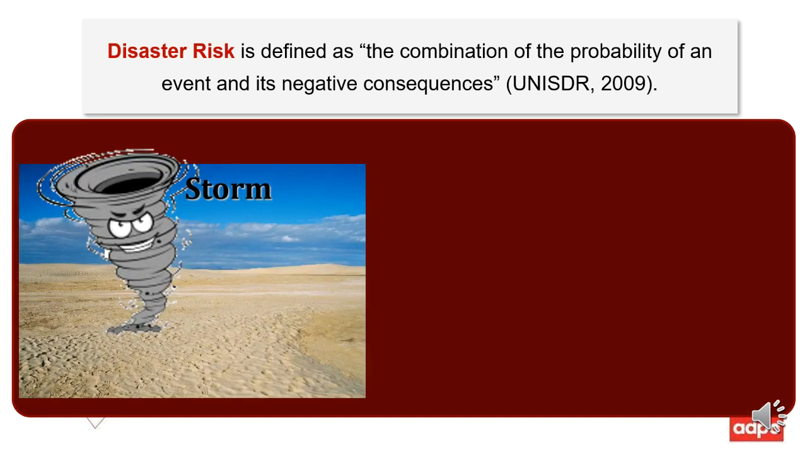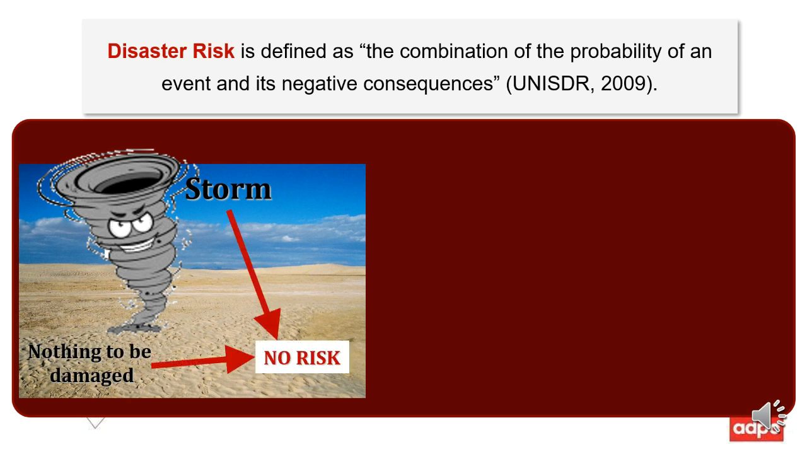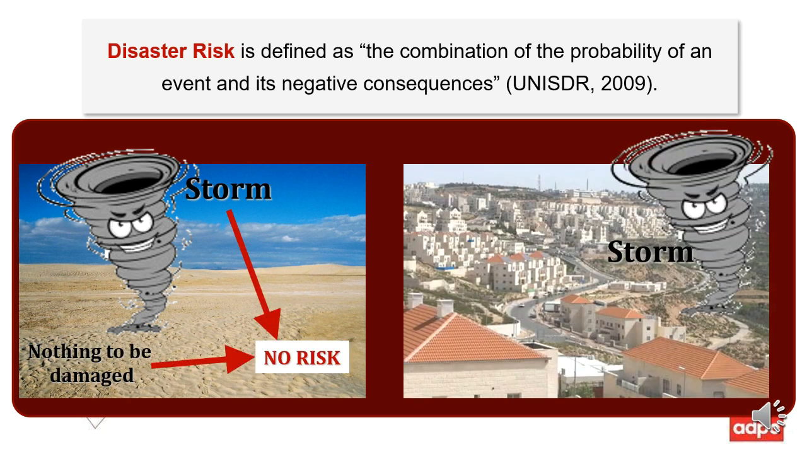So disaster risk is defined as the combination of probability of an event and its negative consequences. So if you look at this storm on the left, happening in a desert, there is nothing to damage, so there is no risk. But if the same storm comes to a built environment with a lot of buildings with different vulnerabilities, different construction patterns, and different physical settings, we can see a lot of vulnerabilities and risk of damage to the buildings.